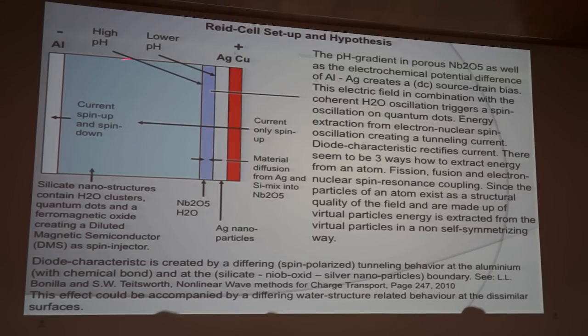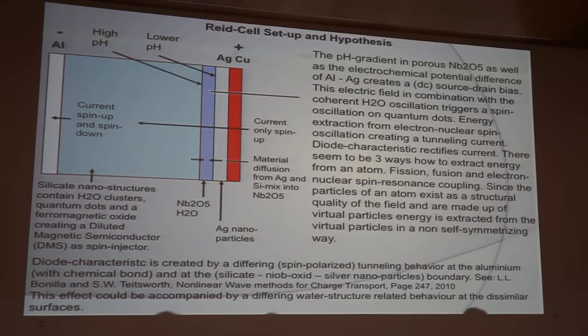Now, on the left-hand side, what is in light blue here is the silicate nanostructure containing water clusters, quantum dots, and a ferromagnetic oxide, creating a so-called diluted magnetic semiconductor as a spin injector. Now, this silicate is in direct contact with the aluminium, and when this semiconductor is in direct contact with the metal, the spin injection collapses and you have spin up and spin down electrons moving equally well through.